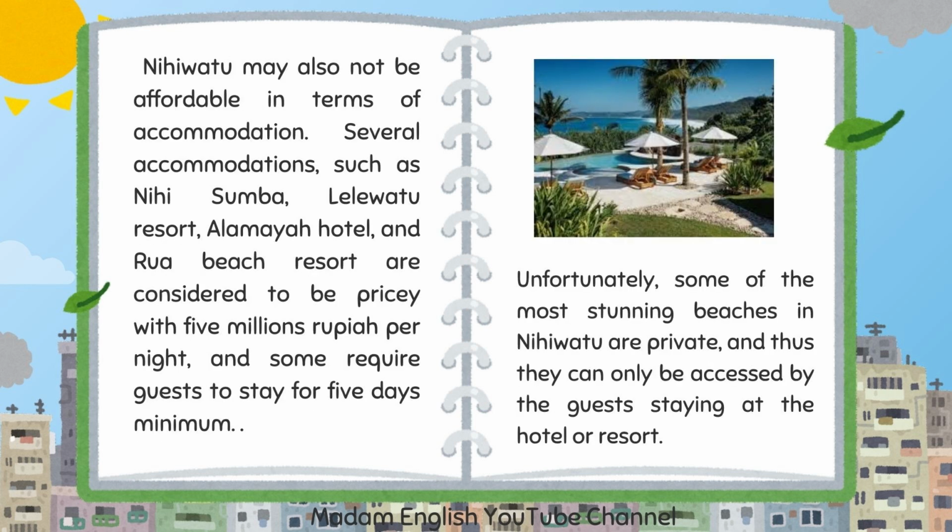Nihiwatu may also not be affordable in terms of accommodation. Several accommodations such as Nihi Sumba, Lelewatu Resort, Alamayah Hotel, and Rua Beach Resort are considered to be pricey with 5 million rupiah per night, and some require guests to stay for 5 days minimum. Unfortunately, some of the most stunning beaches in Nihiwatu are private, and thus they can only be accessed by the guests staying at the hotel or resort.